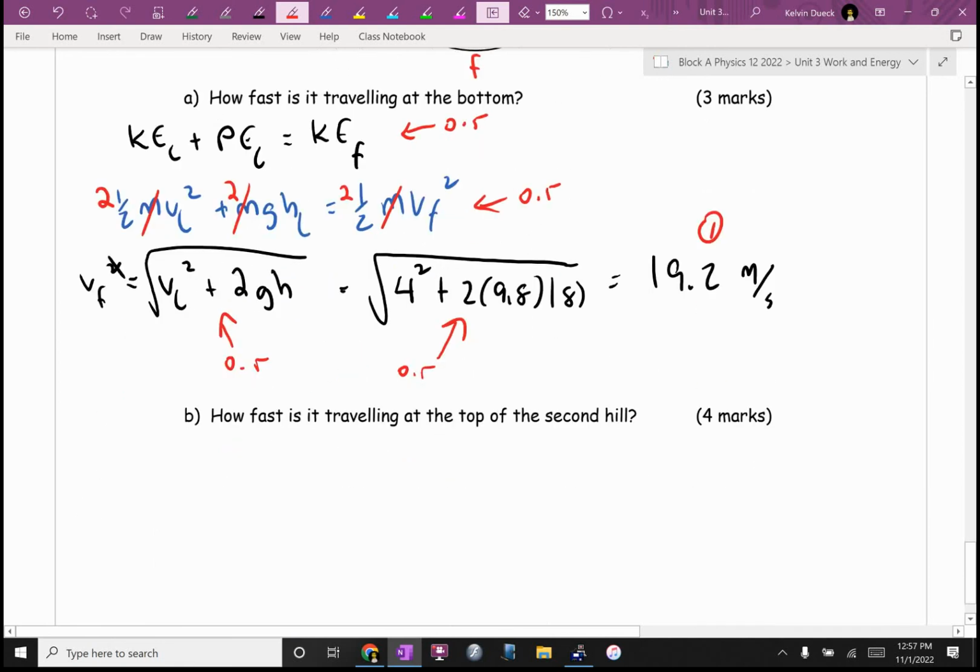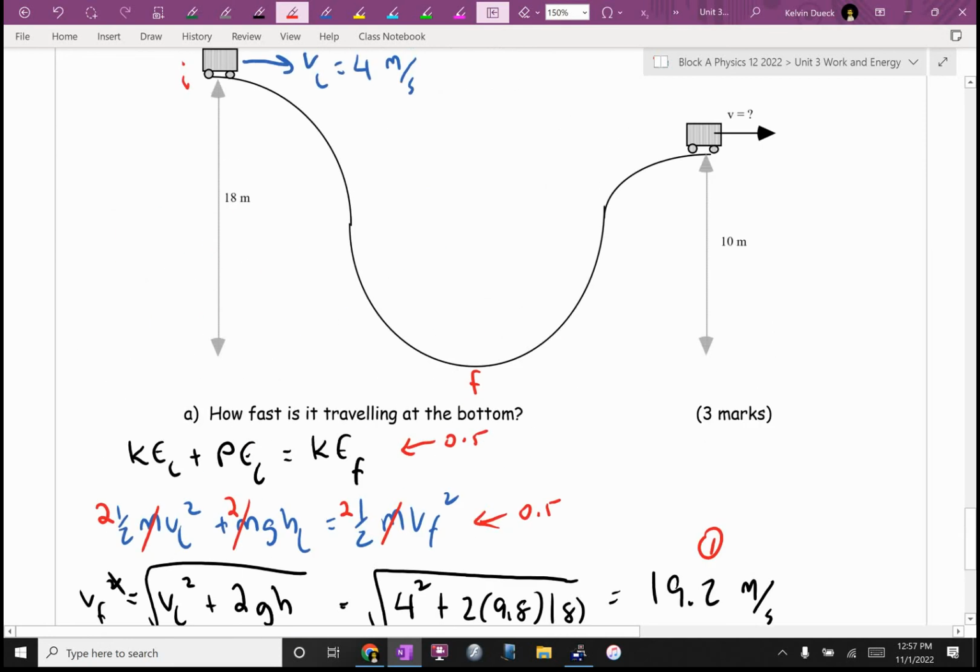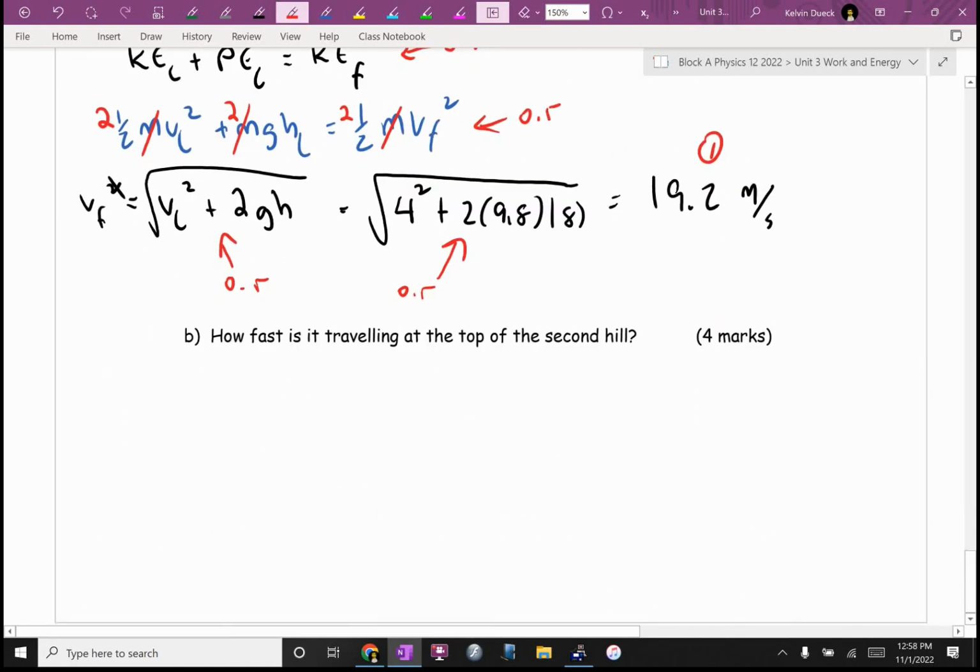How fast is it traveling at the top of the second hill? There are 2 ways to do this. The best way would be to let that be the ground and let your height be 8. How many of you did it that way? Couple of you. Most of you probably did it the longer way, so I'll do it the longer way. The longer way, we start out with conservation of energy. And unfortunately, nothing cancels.